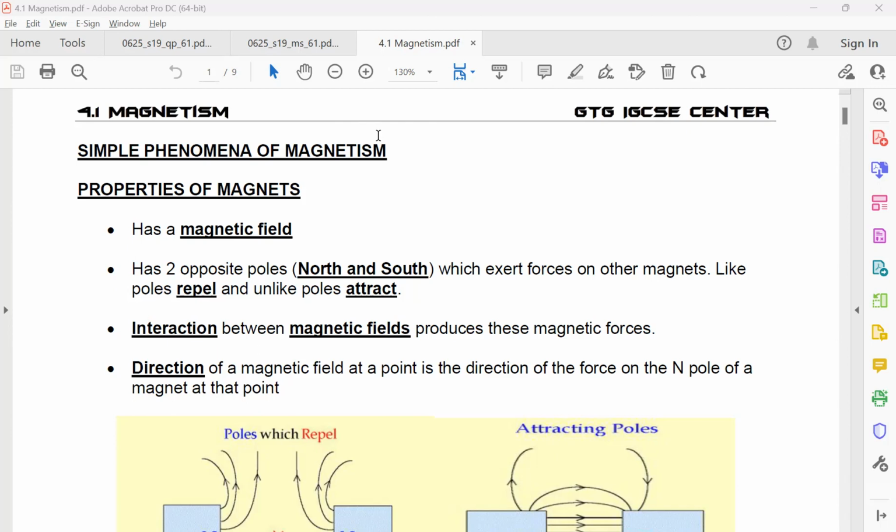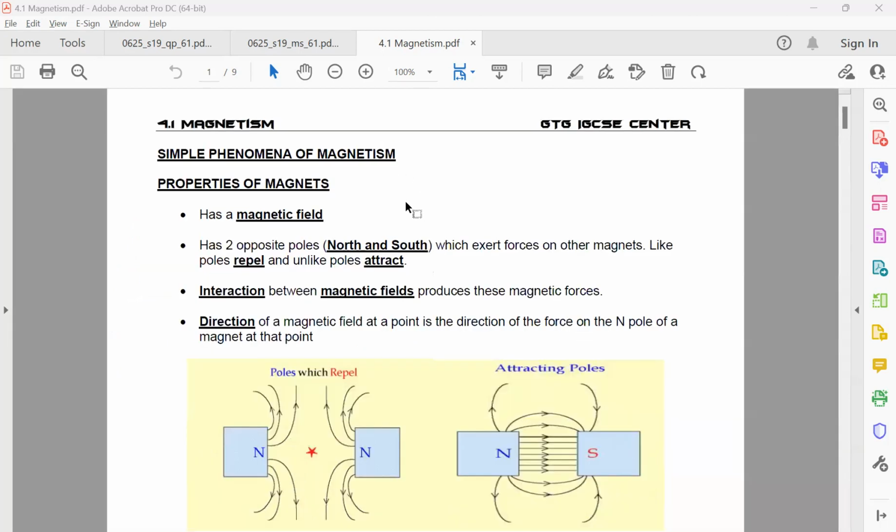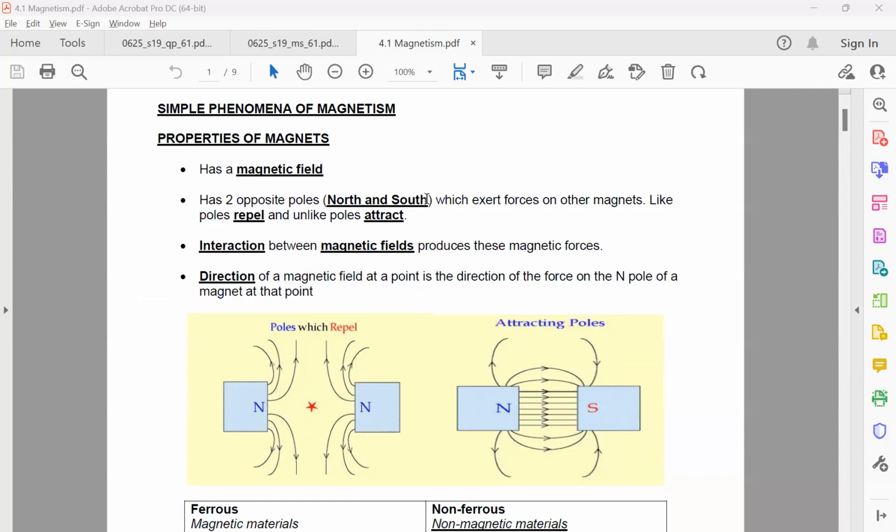Now it's a very simple chapter today. We're going to learn about some basic stuff and some new stuff, guys. Let me go through it real quick and give you a quick summary of what we're going to be learning today. First and foremost, we're going to learn once again about the magnetic poles here.